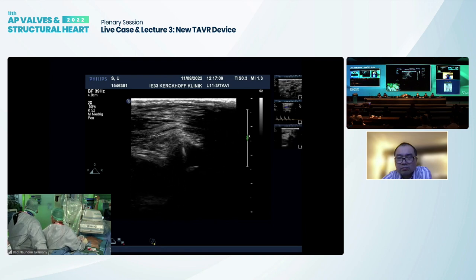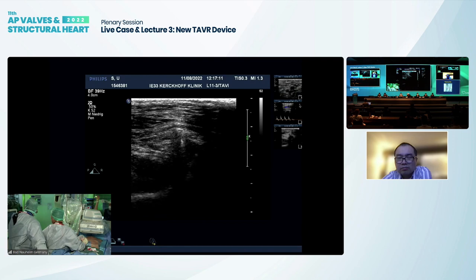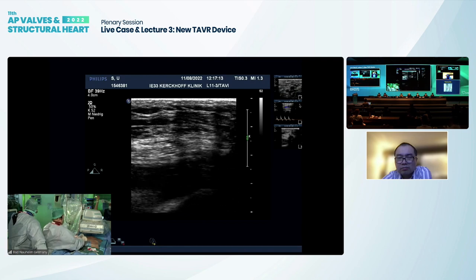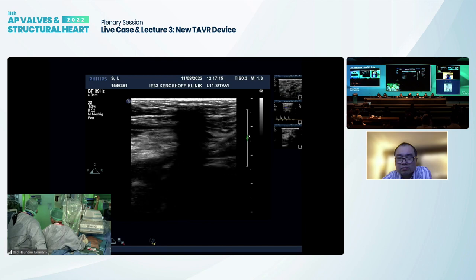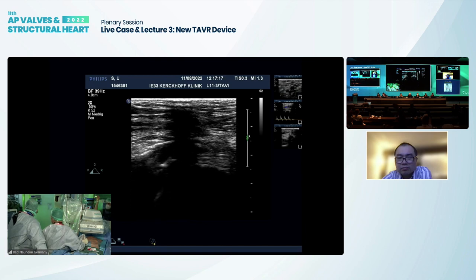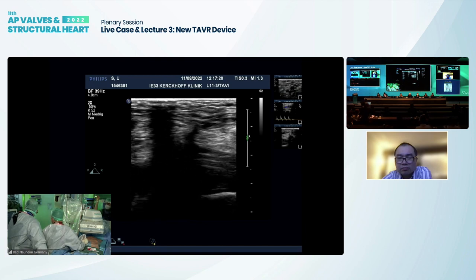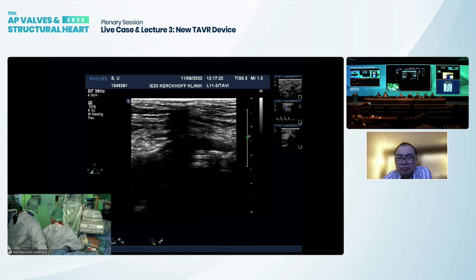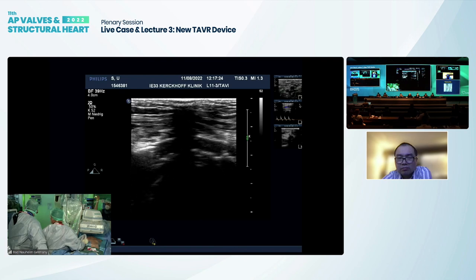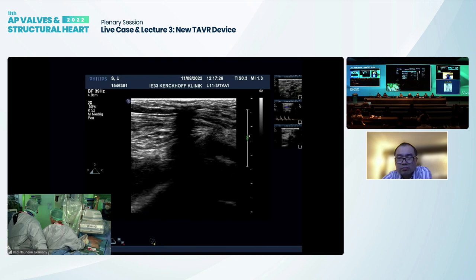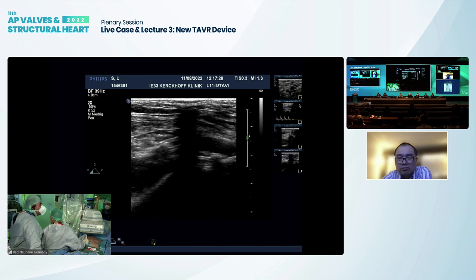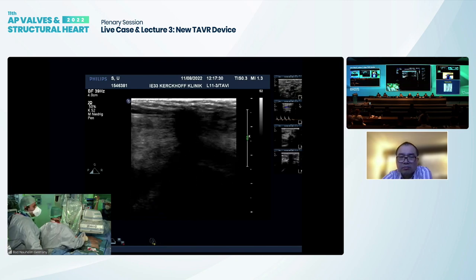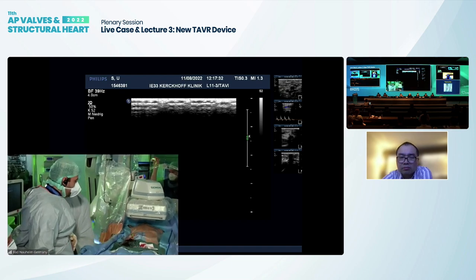So you can see that the wire nicely travels into the vessel, almost in an orthogonal fashion, and also here on the side view, we see that we are in the femoral artery. So I would be satisfied with the position.